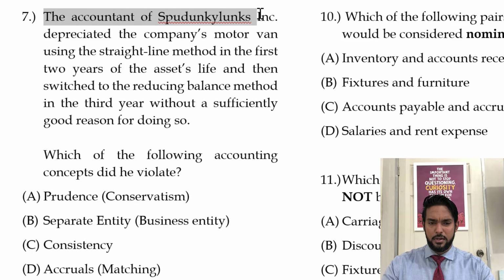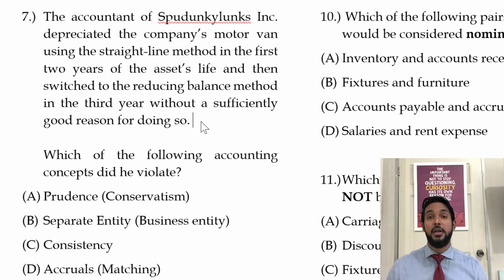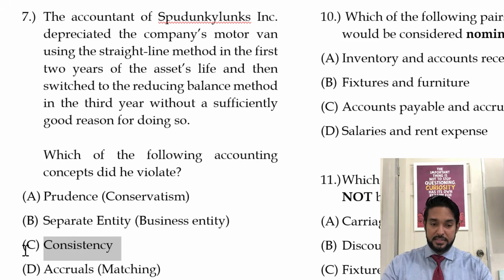Okay, so what happened? The accountant depreciated the company's motor van using the straight line method in the first 2 years of the asset's life, and then switched to the reducing balance method in the 3rd year without a sufficiently good reason for doing so. So it means that if you have a sufficiently good reason for switching, it can be allowed. What's being violated here is the consistency concept. To be consistent means to do the same thing over and over. In the context of accounting, the consistency concept says you must treat items in the same way, consistently, from one accounting period to the next. Here, you need to apply the same depreciation method for the asset because you chose that method for a reason, and you can't just randomly change it without a good reason. And there are lots of other applications of it, but I don't want to get into them right now.